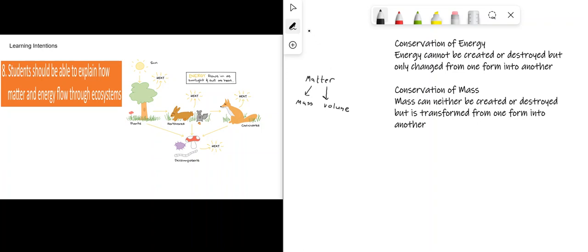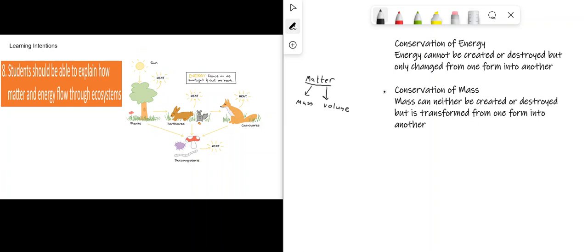Now, if we have a look here, this is an ecosystem, and everything that's in this ecosystem, the sun, the tree, the animals, the decomposers, they are all made up of atoms. So you can think about them like collections of atoms all joined together in different forms. But that is matter.